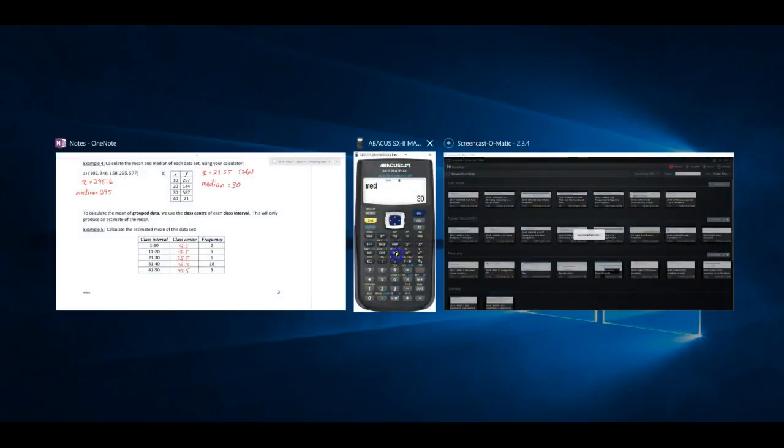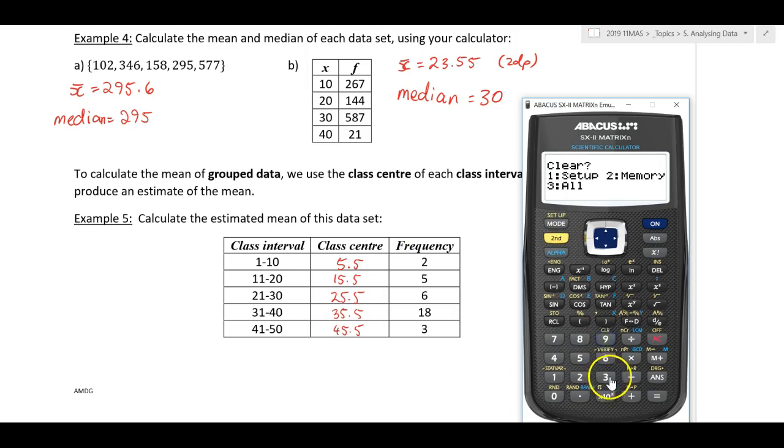So back to the calculator. Reset second function 9, 3 equals AC. Yes. Now back to mode 2 for stats and option 1. And second function mode, arrow down, option 3 and a 1 to get scores and frequencies. Now my score here is 5.5, 15.5, 25.5, 35.5, 45.5, and now I put in the frequencies of 2, 5, 6, 18, and 3.